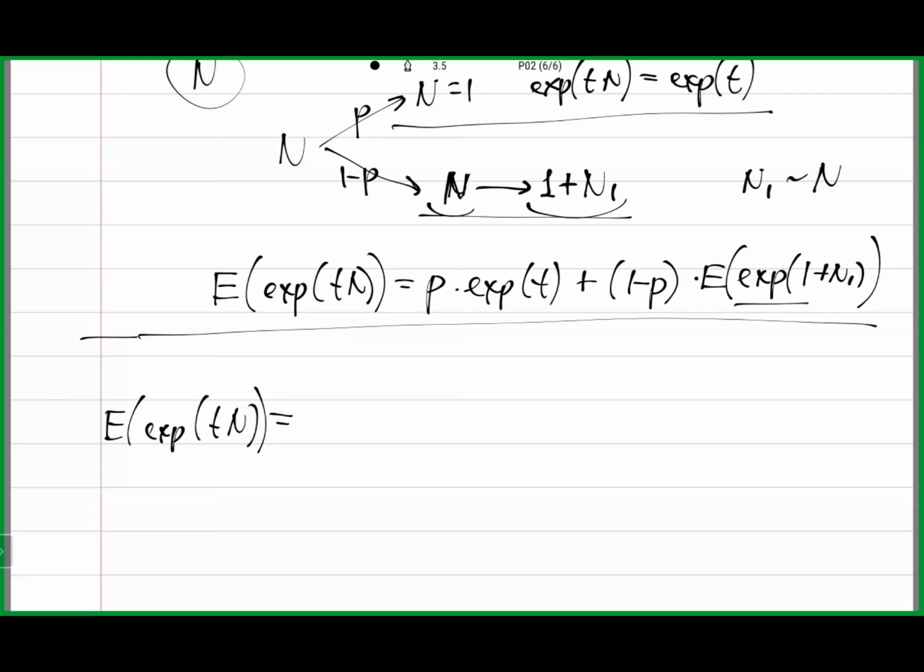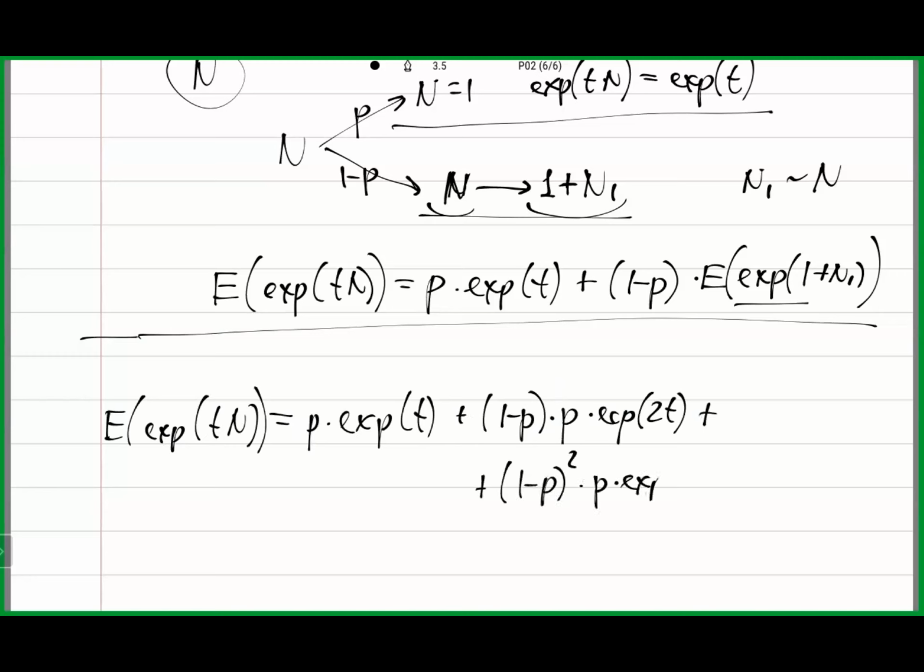If I apply the formula you have written directly, then you will get P times exponent of T plus 1 minus P times P times exponent 2T plus 1 minus P squared times P times exponent 3T plus 1 minus P cubed. You go 3 times in a cycle, then you go to the finish, and you need 4 moves to do this. That's okay?